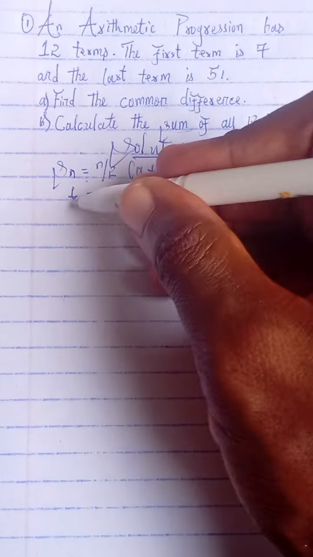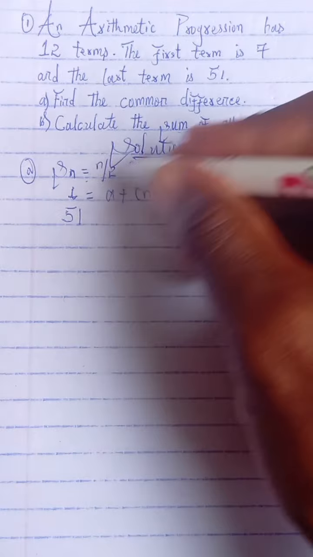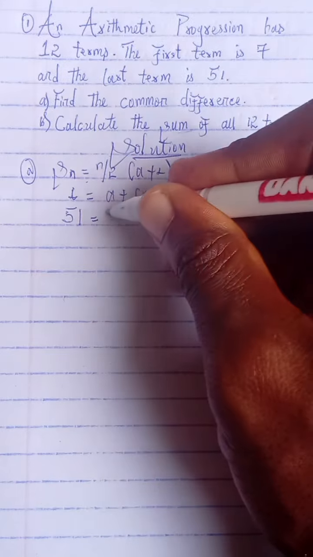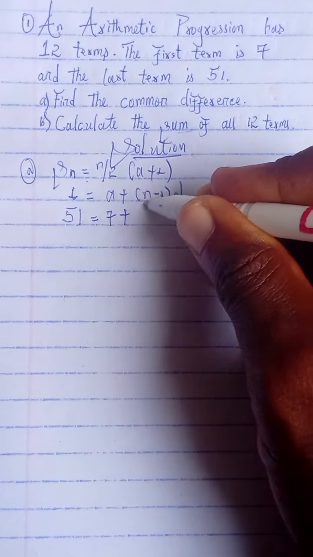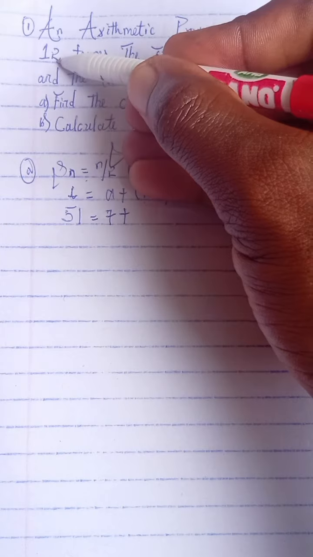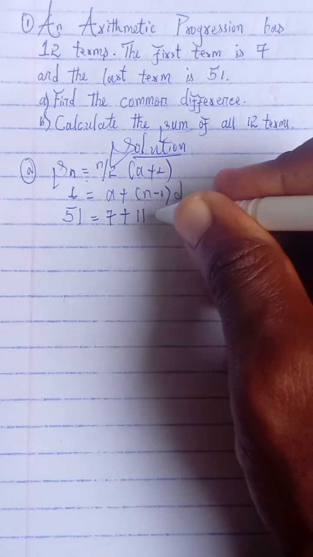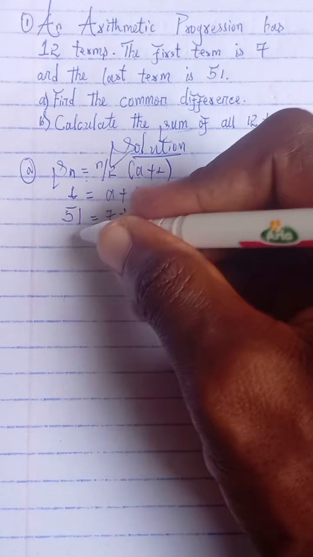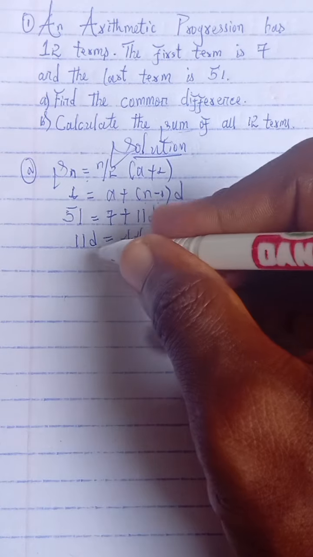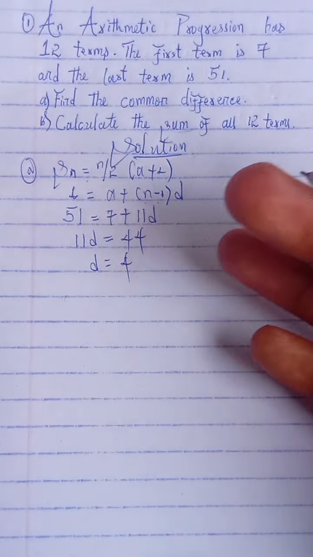The last term is already given as 51. This is to solve question A, which is to find the common difference. So the last term, 51, is equal to the first term, which is 7, plus n, the number of terms, which is 12, minus 1, giving 11. 11 times d is 11d. Simplifying further, 11d is equal to 44. If we divide both sides by 11, d is equal to 4. So our common difference in this case is 4.